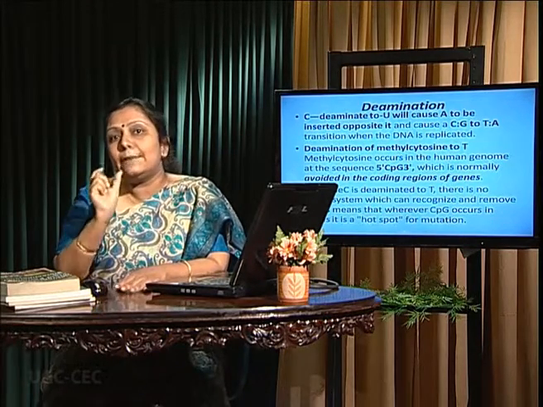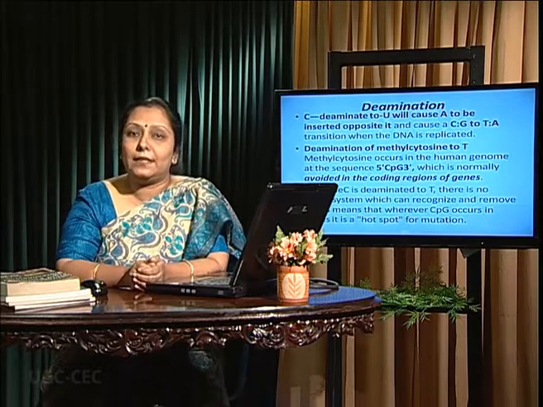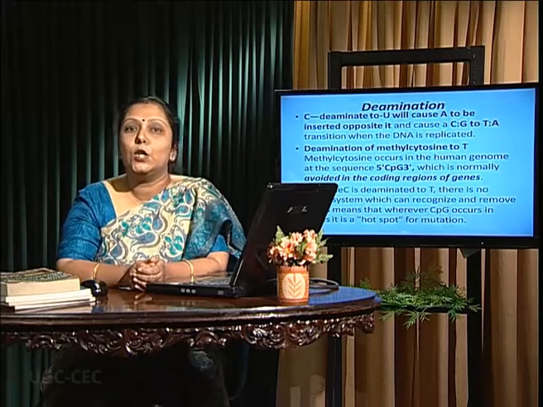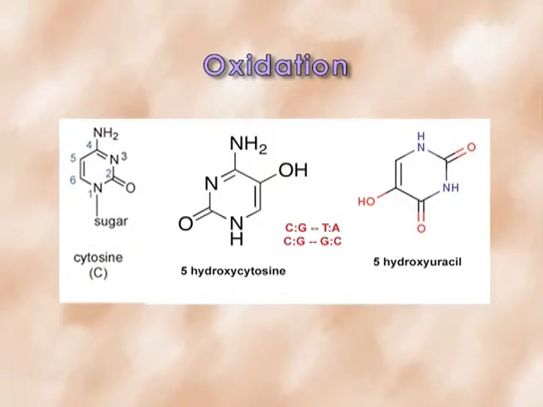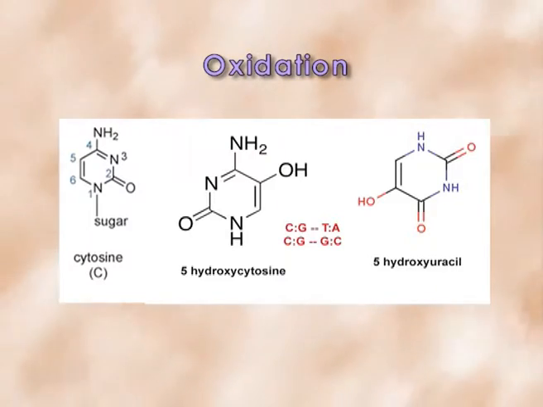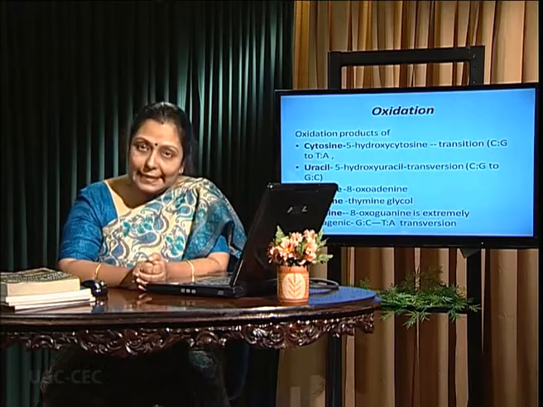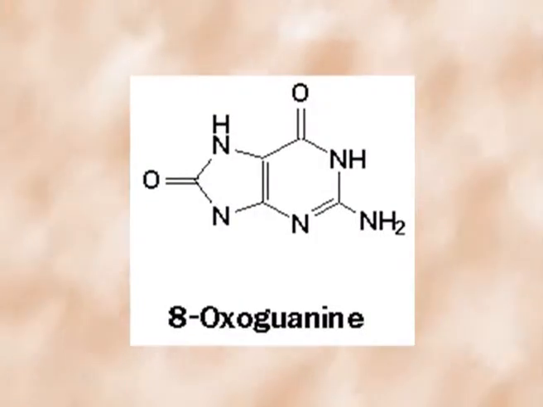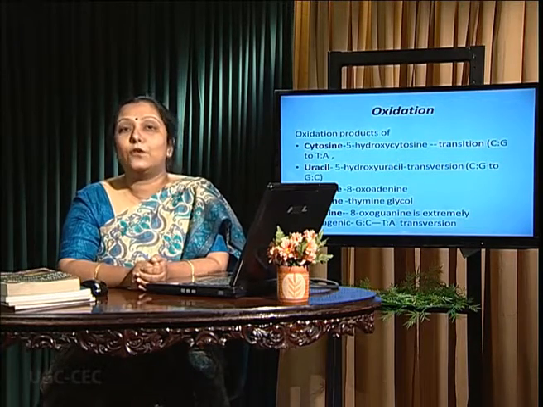So, if a CpG sequence is there, that is the mutational hotspot where C can be methylated as well as spontaneously deaminated to give the thymine mismatch. Oxidation: from cytosine we can get 5-hydroxy cytosine giving rise to a CG to TA transition, as well as uracil, which can be converted to 5-hydroxy uracil giving rise to a CG to GC transversion as well. We can find 8-oxoadenine, we can find 8-oxoguanine as well, and thymine glycol, which is not mutagenic, but 8-oxoguanine gives the transversion.